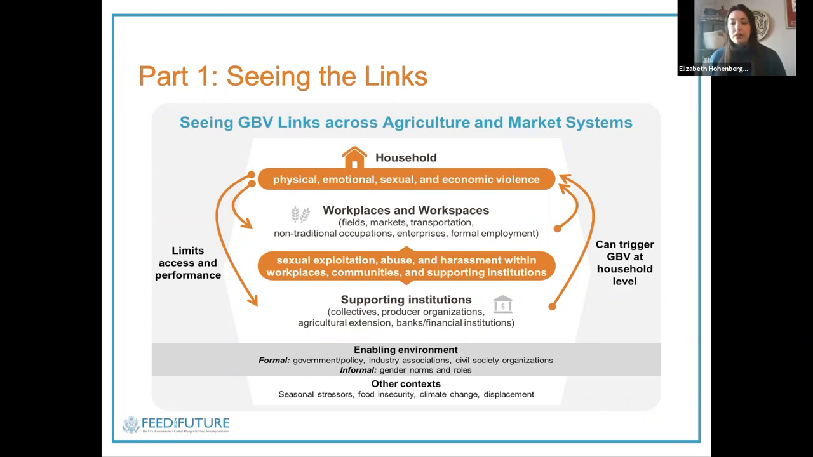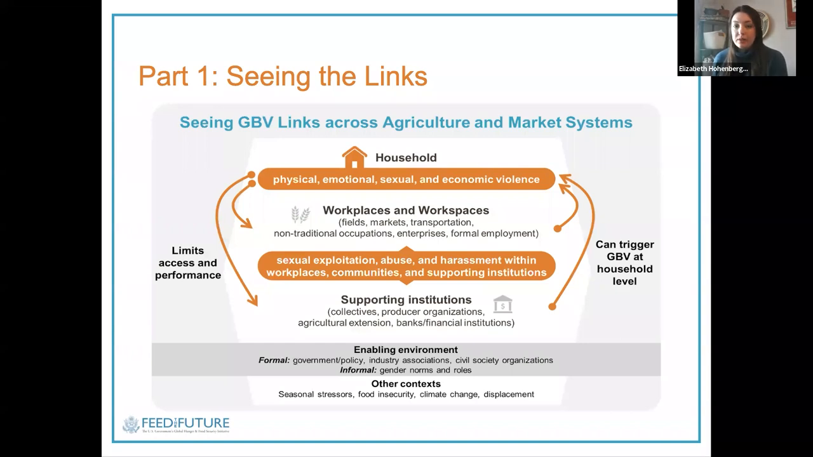In part one, the toolkit begins with an overview of how GBV typically shows up in agriculture. We developed this graphic to help make GBV visible within the different levels of the agriculture market system. So this is the graphic that Jen has already shared. I'm going to walk you through it a little bit more so you can understand all these different levels of where it shows up within the agriculture market system. So in the graphic, we can see a broad pattern of gender-based violence. At the household level, violence most often occurs between spouses as intimate partner violence or between family members as domestic violence.